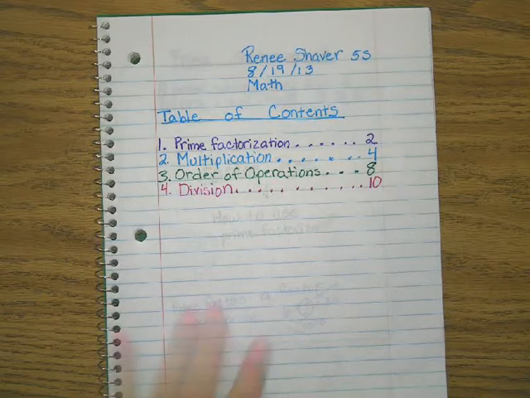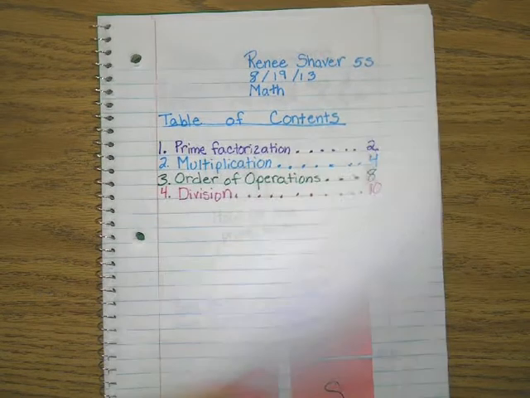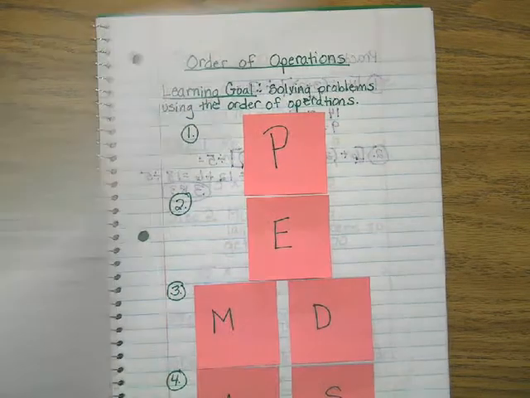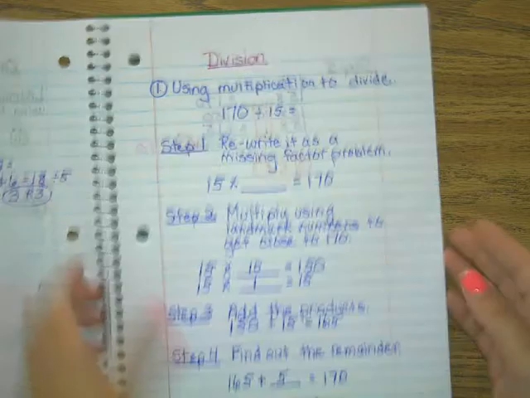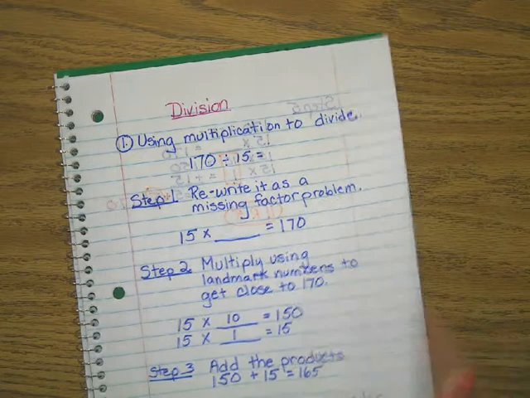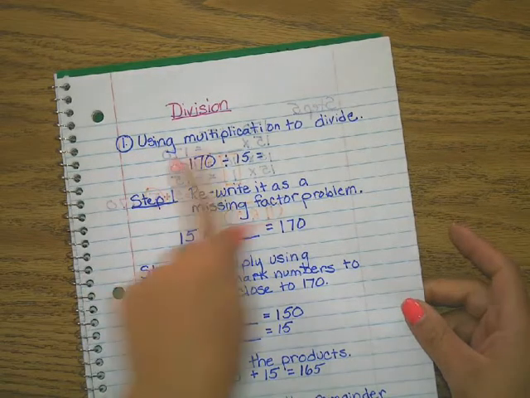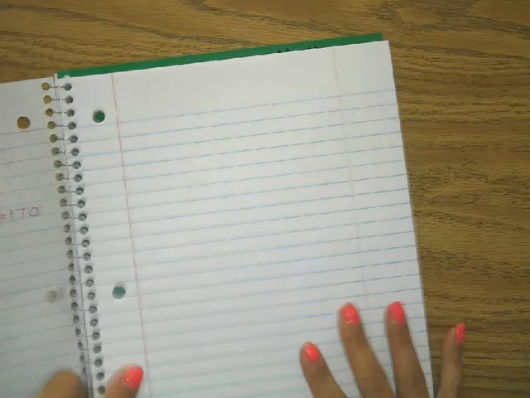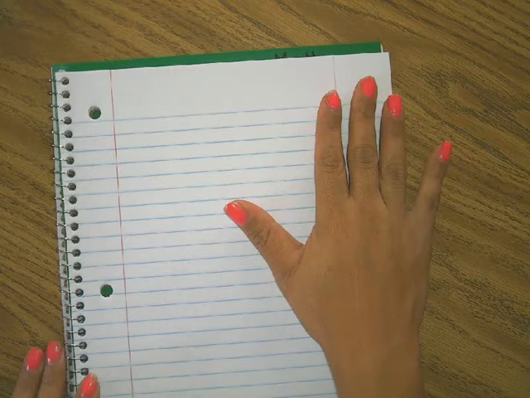This is all part of division. We're not adding a number 5. So turn to page 10 where I started my division, and we did number 1 using multiplication to divide. And now I'm on page 12. So next page, and go ahead, you can put number 2. Repeated subtraction.